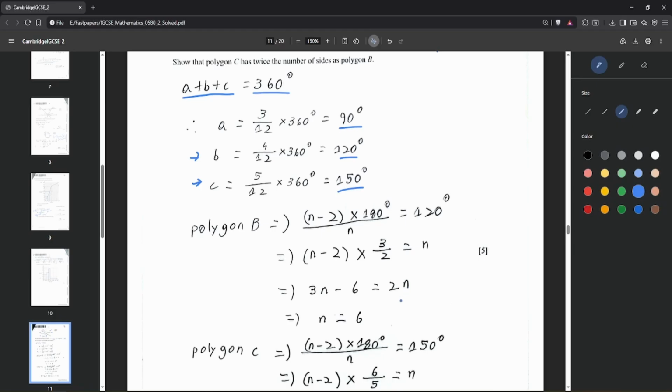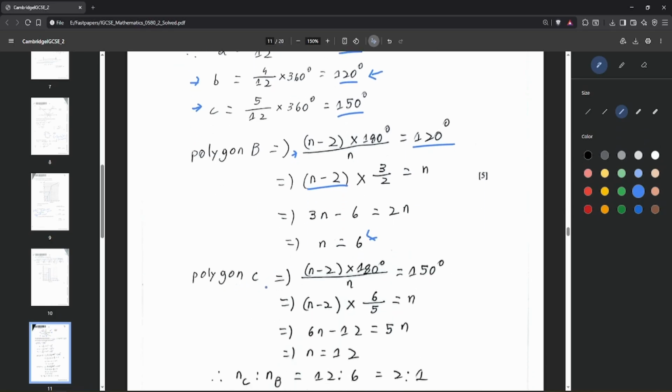We know the formula of the interior angle for any regular polygon is (n minus 2) times 180 degrees divided by n. This is the interior angle of regular polygons. So we set this equal to 120 for B because we found the value of 120. We make n the subject of the formula and we get n equals 6 for B.